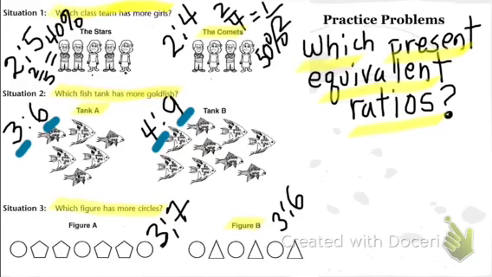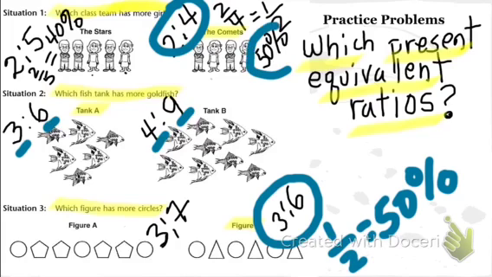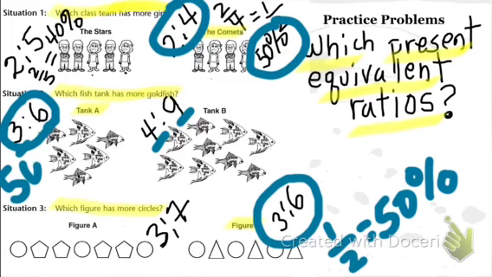Okay, and hopefully you did recognize. Here we go. You have figure B, 3 out of 6, which is 1/2, which is 50%. Up here we had 2 out of 4, which was the same, 50%. And over here we had 3 out of 6 on the fish tanks, also representing 50%. So the comets, tank A, and figure B presented us with equivalent ratios.